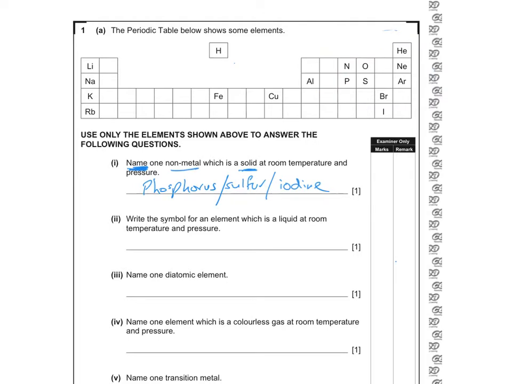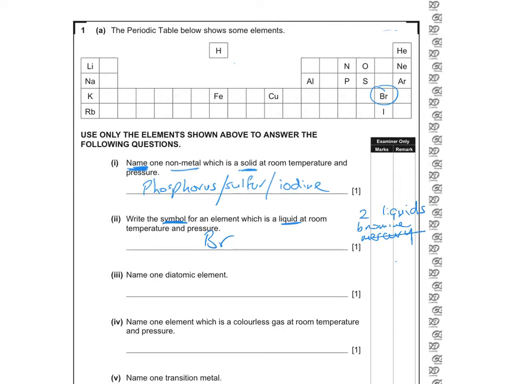Okay, this time we want to write a symbol, which is a liquid. Well, there are two liquids in the periodic table, so you should memorize these. They are bromine and mercury. Mercury is Hg. It's not in the table that's presented to us, so it can't be that one, but there is Br, which is there, so it's going to be Br.